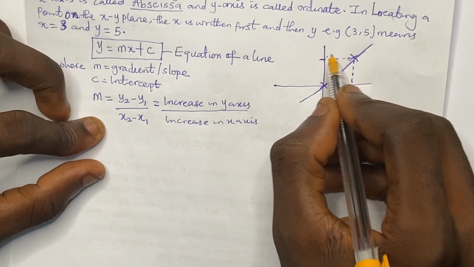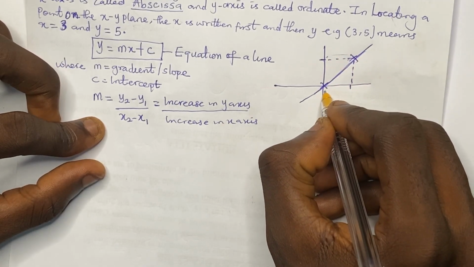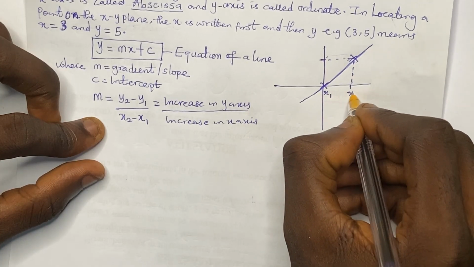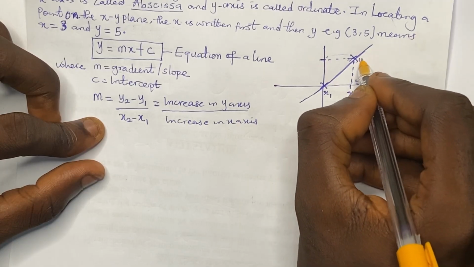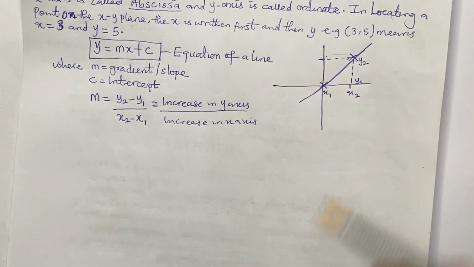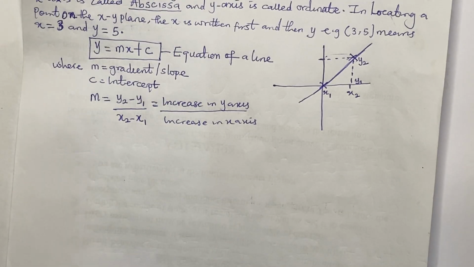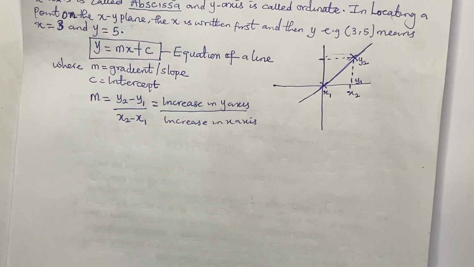That means increase in x, which is from this point to this point. So this is x1 and this is x2, while this is y1 and this is y2. So increase in y over increase in x. When you have a slope from the left to the right, that means from this side upward, that is a positive graph. And that's what we mean by increase.